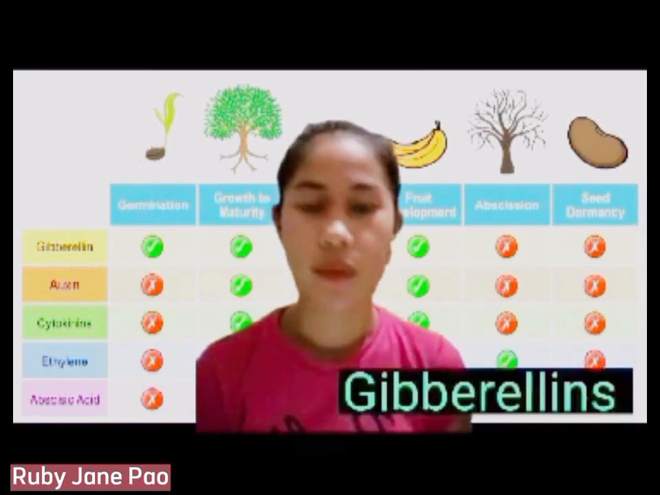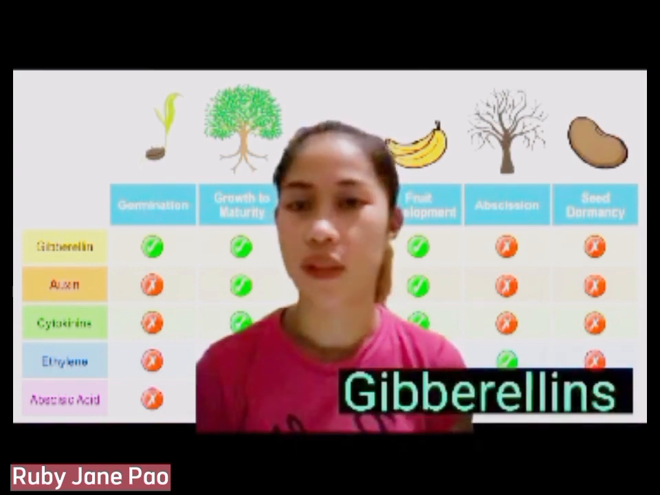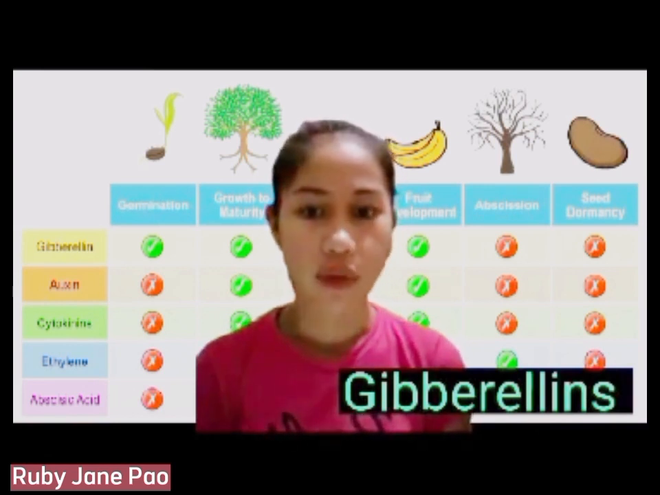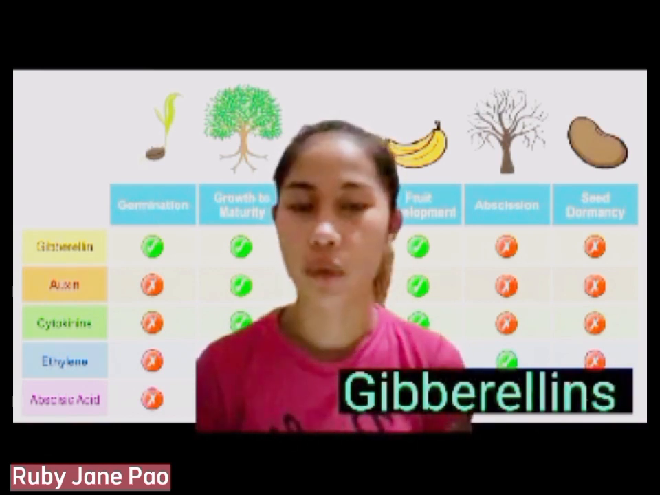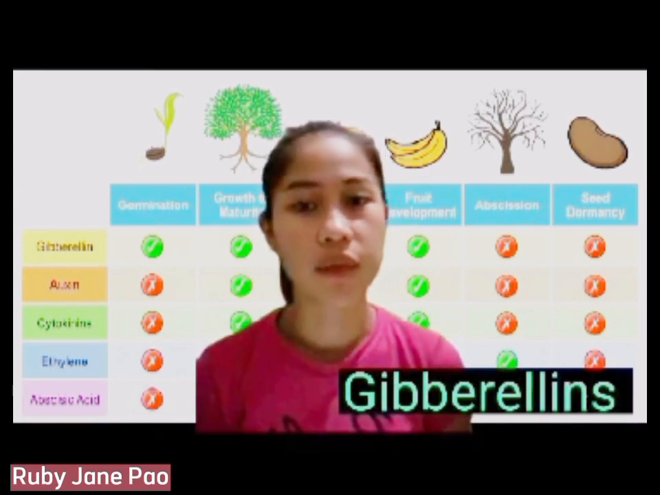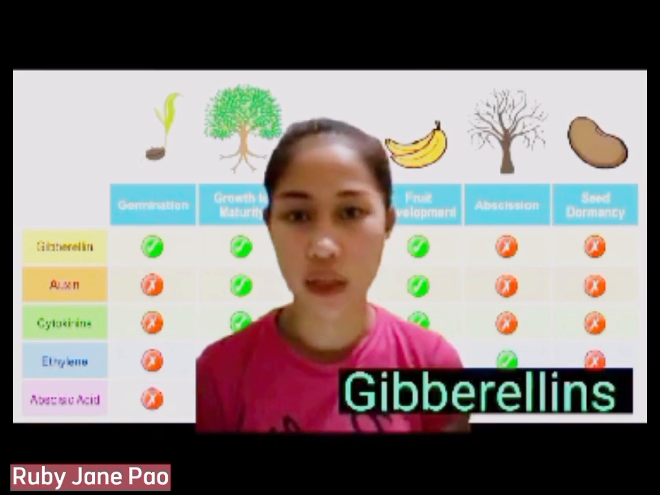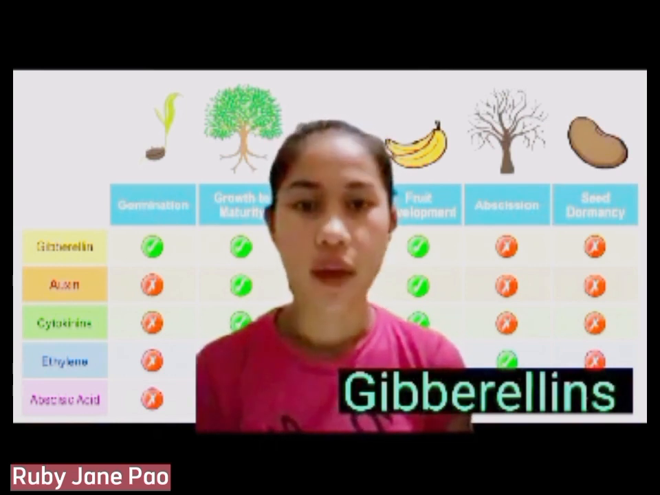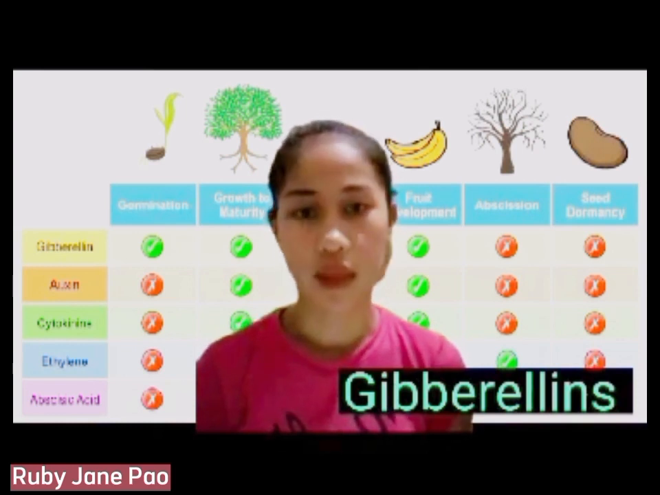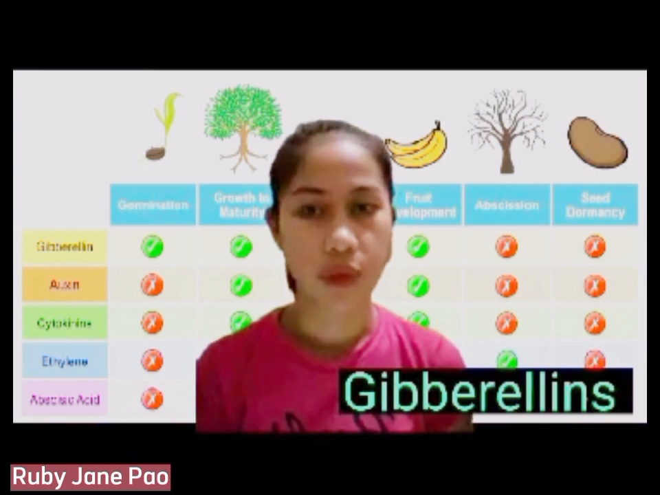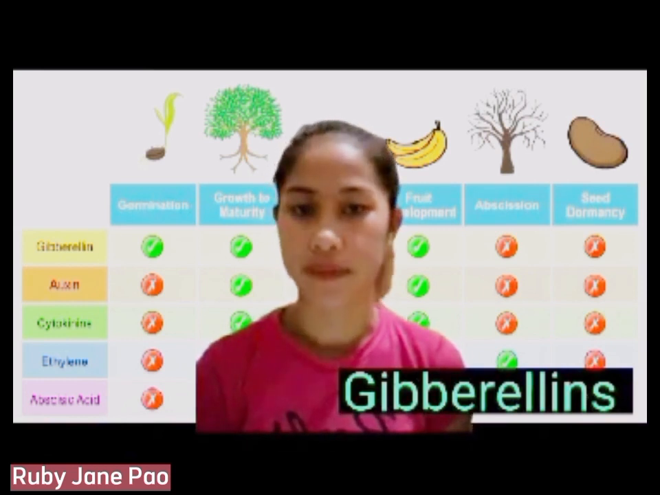And then gibberellins. These are produced in stems, roots, and young leaves. They are responsible for internodal elongation. Plant growth regulators that facilitate cell elongation help the plants to grow taller. They also play major roles in germination, elongation of the stem, fruit ripening, and flowering.